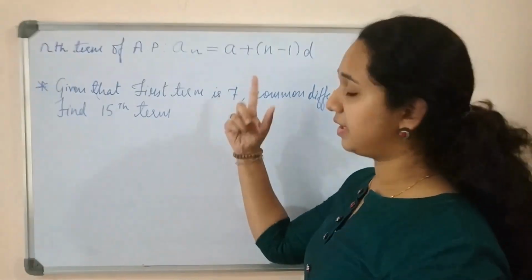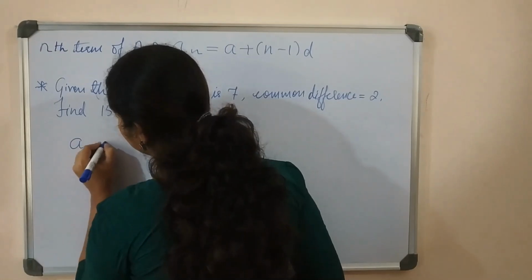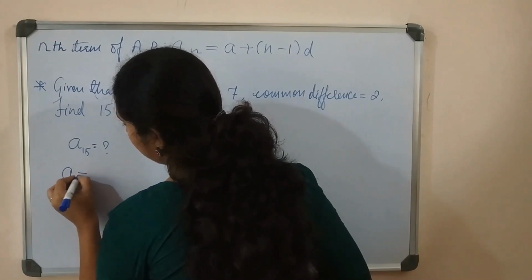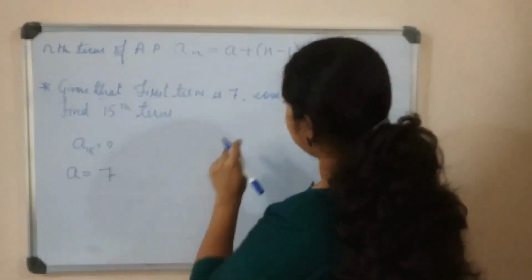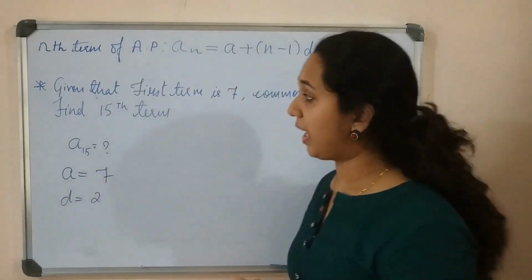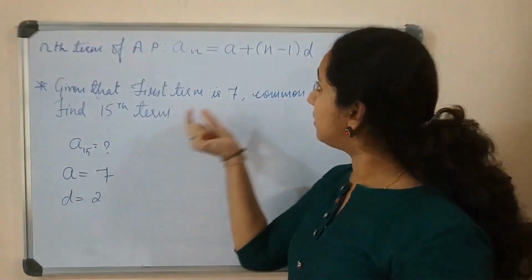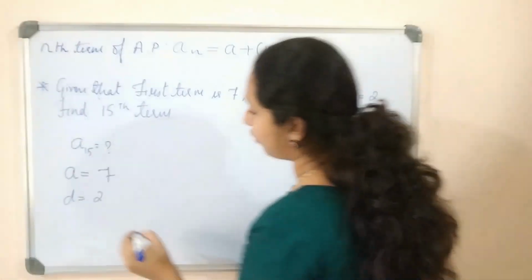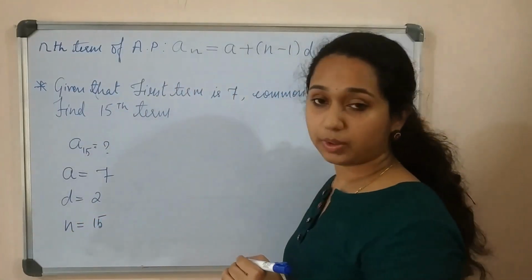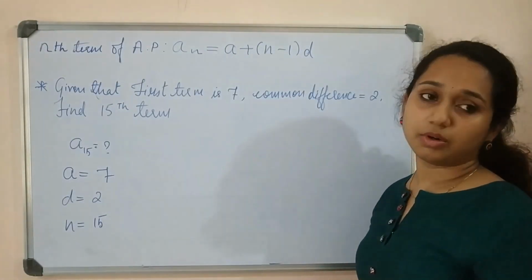What I have to find? I have to find the 15th term, that is A15. What data have they given to us? They have given us A, the first term, that is 7. They have given us the common difference D, that is 2. And with the 15th, they have given us the n. Therefore, n is equal to 15. Okay. So by substituting into the formula, we have to see what answer we're going to get.